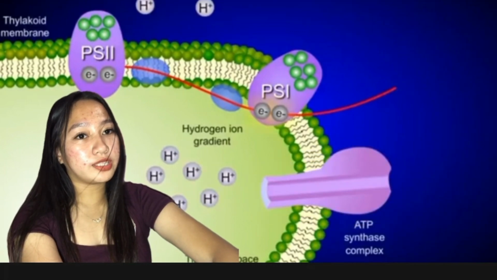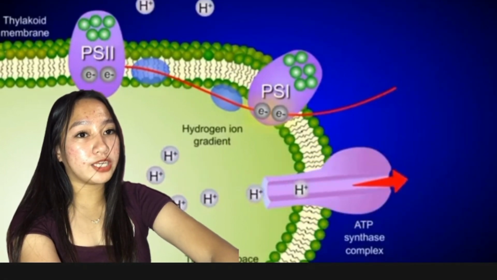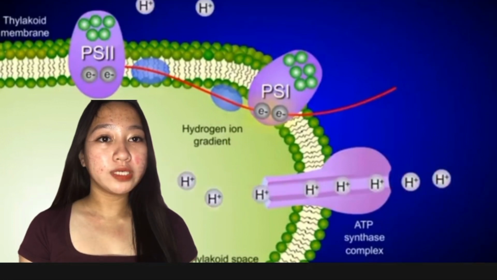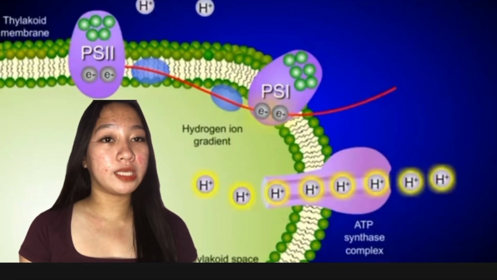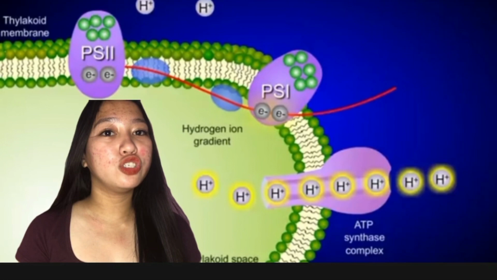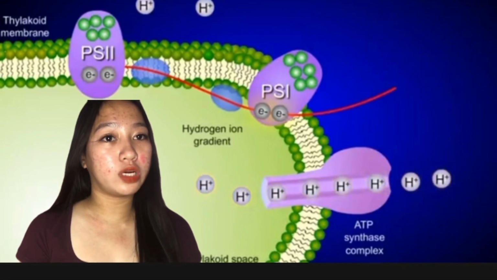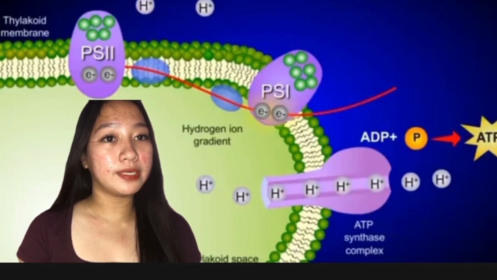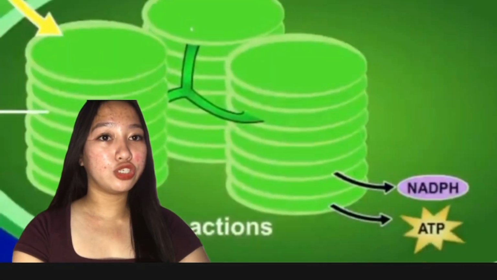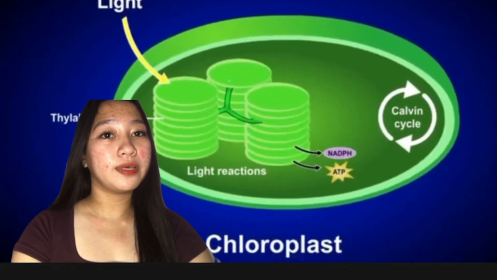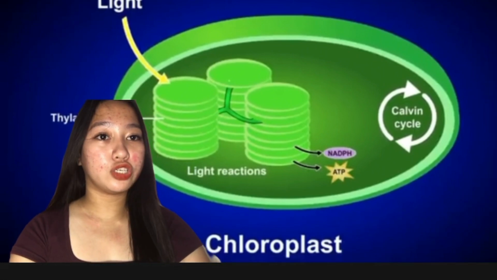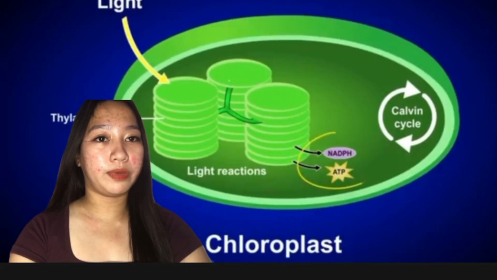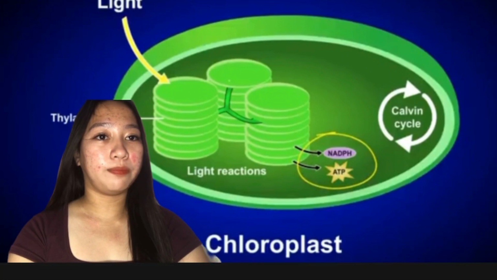This gradient contains a large amount of potential energy, which is used by an enzyme called ATP synthase. The hydrogen ions flow down their concentration gradient through a channel in ATP synthase, releasing energy in the process. ATP synthase uses this energy to add a phosphate to ADP, forming ATP.